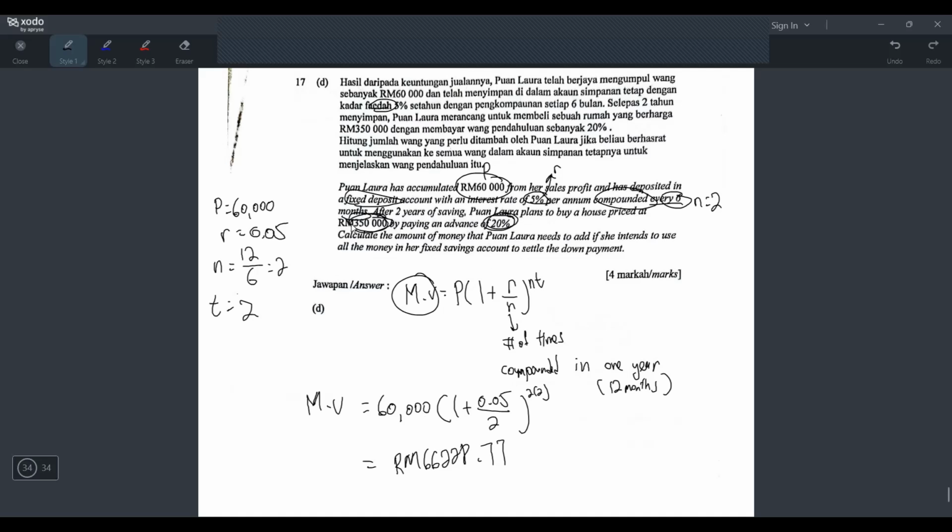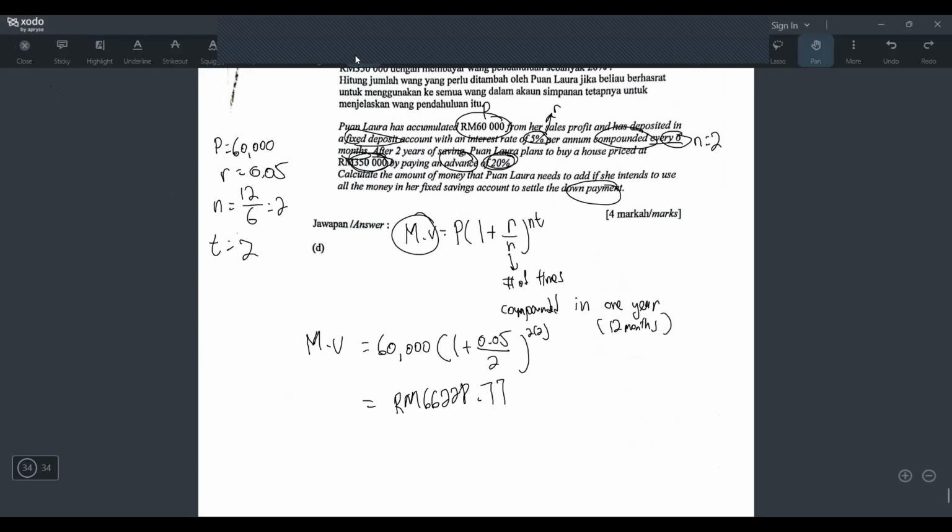And then now she planned to buy a house, 350,000, by paying an advance of 20%. Calculate the amount of money that Puan Laura needs to add if she intends to use all the money in the FD to settle the down payment. Okay, the down payment and advance payment have the same meaning. So first we have to find the 20% of 350,000, and then we compare with this amount, right? So first we take 0.2, which is 20%, times 350,000. And then only we know how much we have to pay. And then we compare that amount with the matured value, right?